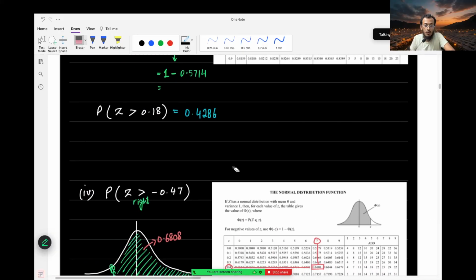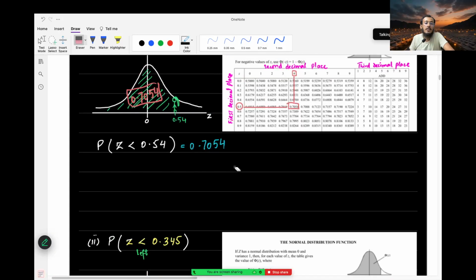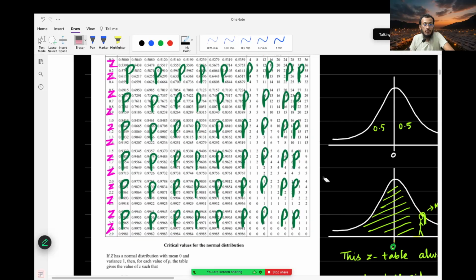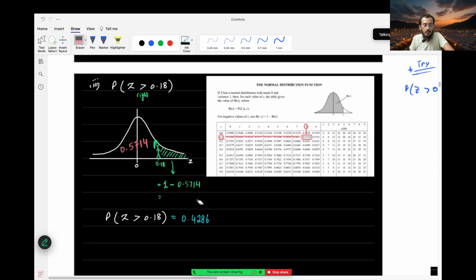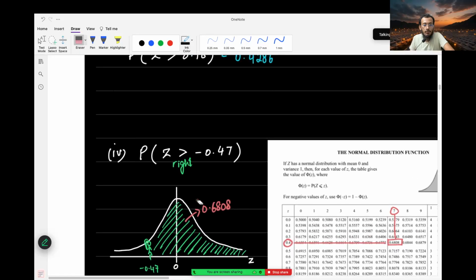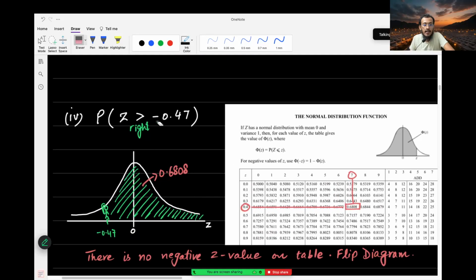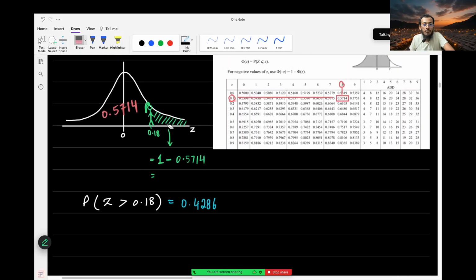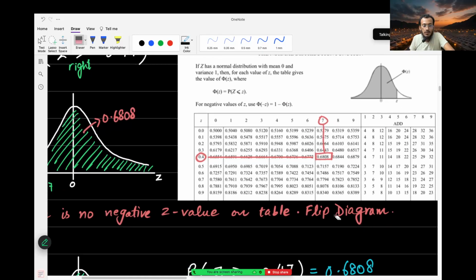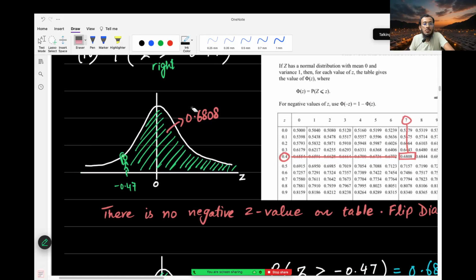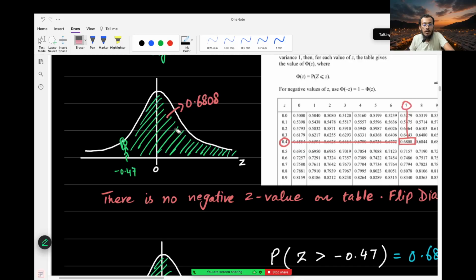Well, let me show you the first one. We know that the table is symmetrical, right? It is symmetrical. So what we can do is we can flip. So Z is greater than negative 0.47. No problem. We don't have any negative value. There are no negative Z values on the table. So what we do is we can use the symmetry of the graph.